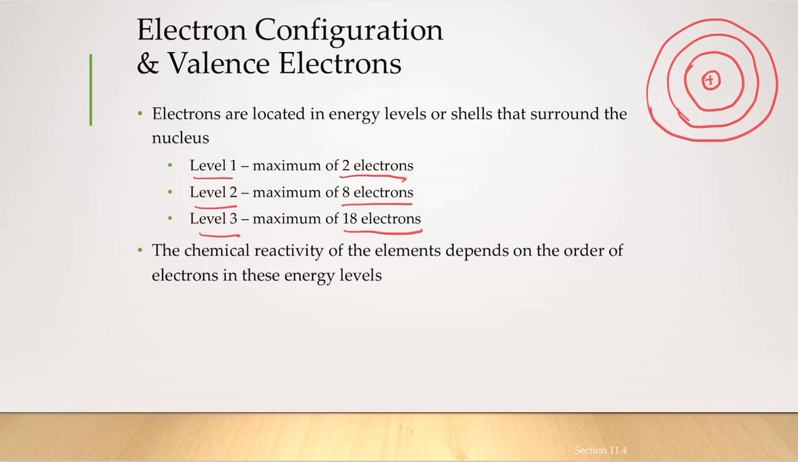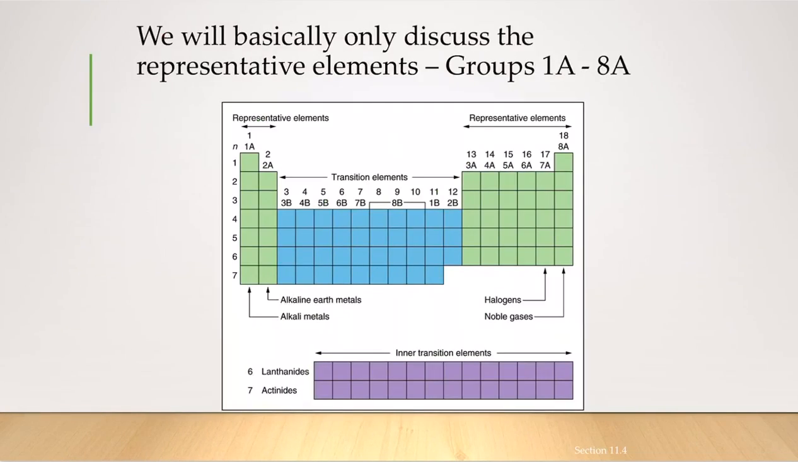The chemical reactivity of the elements depends on the order of the electrons in these energy levels. Whenever these atoms combine with other atoms to form molecules, it is these energy levels that are very important.